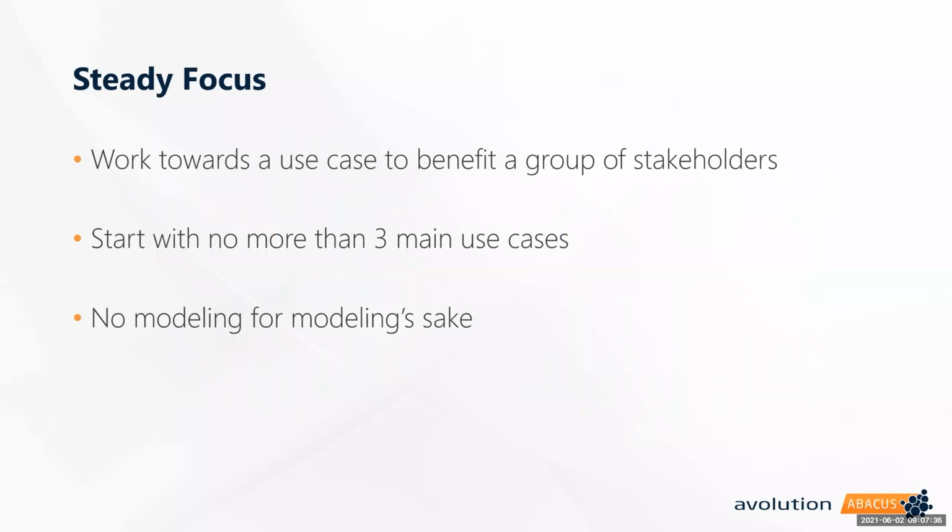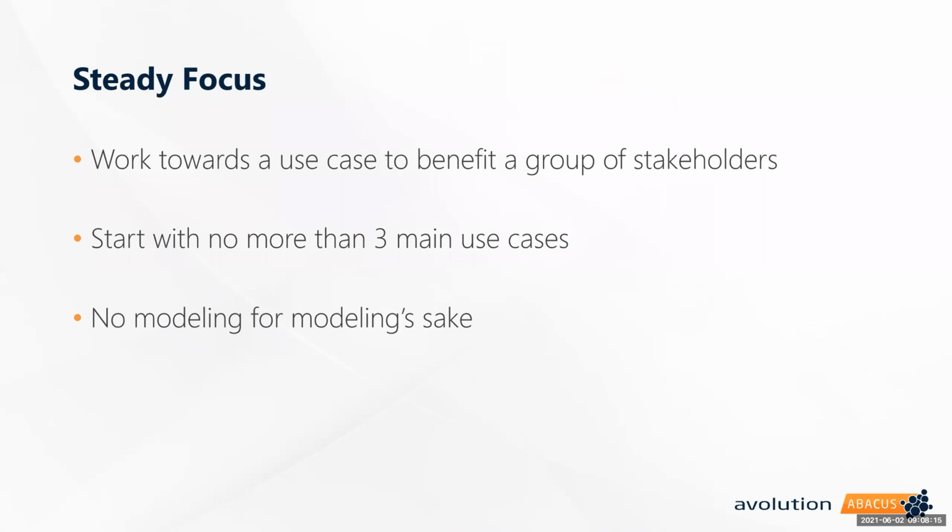Once you've prioritized your list of goals, now you can have some steady focus. So it's best to work towards a use case to benefit a group of stakeholders. So you have your audience in mind, you have your focus, you can steadily make progress on that with that value provision in mind as your end goal. I'd also recommend starting with no more than 3 main use cases. Any more than that, it's easy to get overwhelmed or distracted by jumping between different use cases.